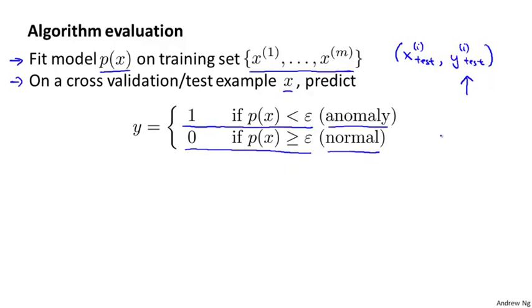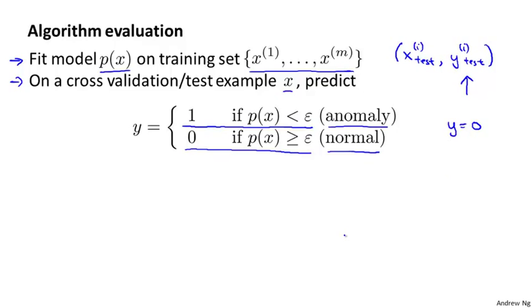And this puts us somewhat more similar to the supervised learning setting, where we have a labeled test set and our algorithm is making predictions on these labels, and so we can evaluate it by seeing how often it gets these labels right. Of course, these labels will be very skewed, because y equals 0, that is normal examples, will usually be much more common than y equals 1, anomalous examples. But this is much closer to the sorts of evaluation metrics we can use in supervised learning.